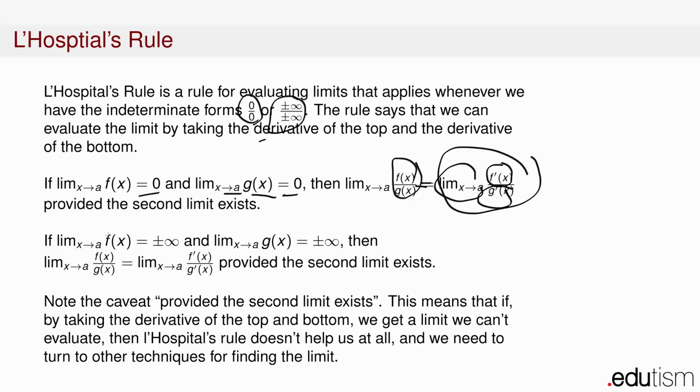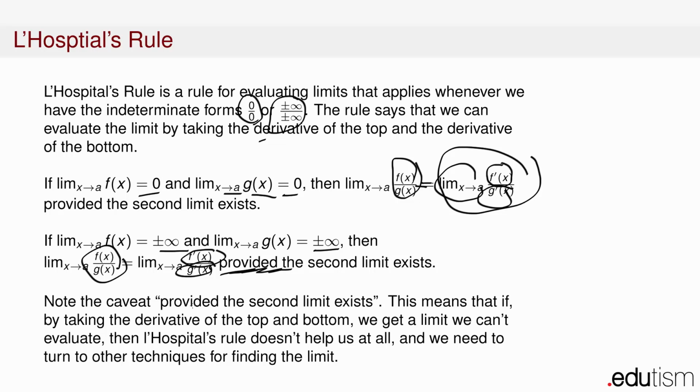Similarly, if the limit as x goes to a of f of x is plus or minus infinity, and the limit as x goes to a of g of x is plus or minus infinity, then the limit as x goes to a of the quotient, f of x over g of x, is the same as the limit as x goes to a of f prime of x over g prime of x, provided that the second limit exists.